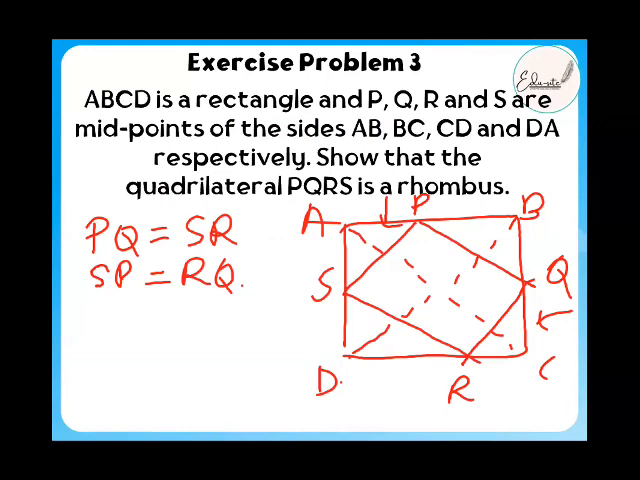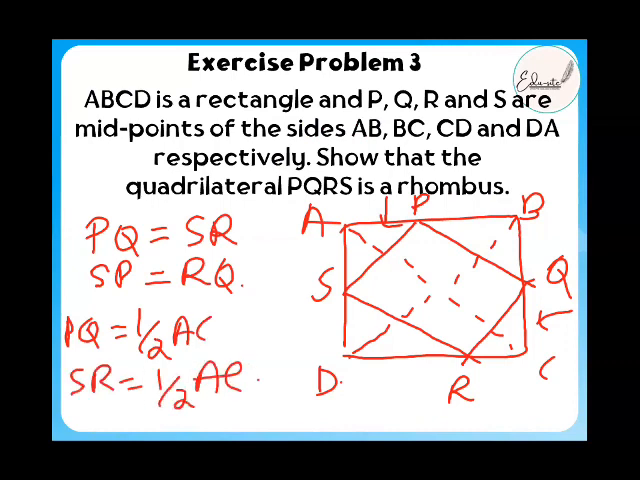After this, what did we prove at first was PQ is equal to half of AC, right? From the midpoint theorem, SR is equal to half of AC. Then we had proven that QR is equal to half of BD. Then we had proven that PS is equal to half of BD. Yes, right? All these are from the midpoint theorem in all the four triangles.